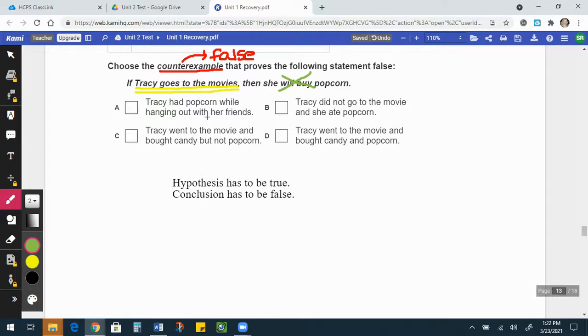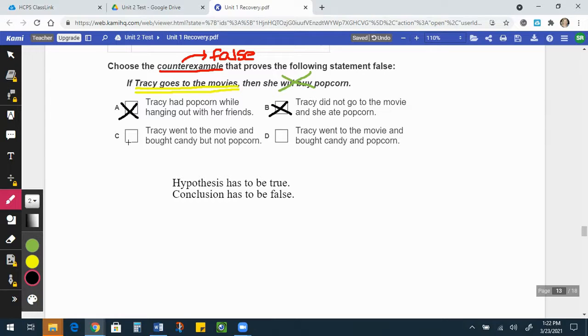Tracy had popcorn while hanging out with her friends. Y'all, she can't have popcorn, so it's not A. B. Tracy did not go to the movie and she ate popcorn. Y'all, she had to go to the movies, so it's not B, because B says she did not go to the movies.